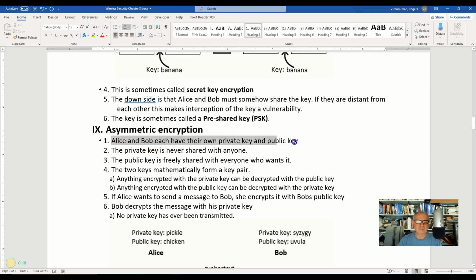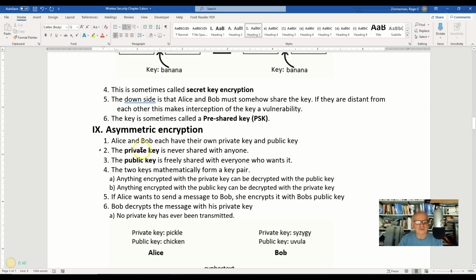So we've got Alice and Bob again, and each now has their own set of keys. Alice has a private key and a public key, and of course Bob has a private key and a public key. Now the private key is a key that they never share with anyone. The public key is one that they freely share with everyone who wants it.